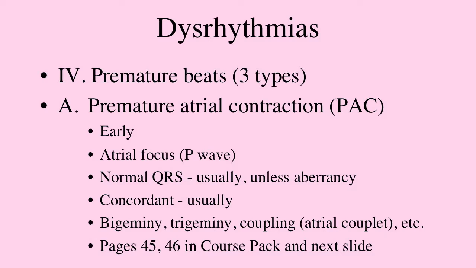Concordant. If you look at the course pack on page 45, in the middle, there's something called a PAC with aberrancy. That's outside of the scope of this course, but sometimes PACs get conducted kind of funny looking, but usually they're fairly normal looking. So that's kind of an anomaly called an aberrancy. The PAC with aberrancy is not testable for this course.